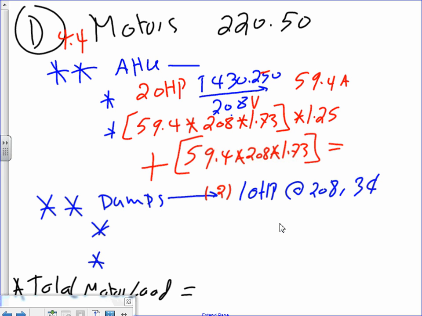Gentlemen, it is 48 kVA. That's it. Does it make sense? You take one of them as the largest. If you had 100 of them, guys, one is the largest, up by 25%, add the rest, the 99. That's easy. That's for the air handling unit.